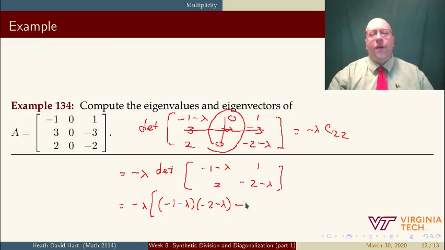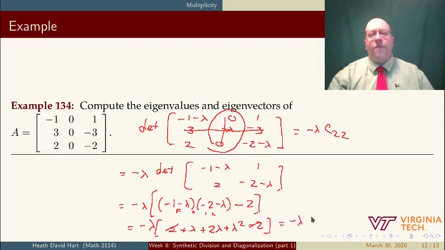Minus 2 for the other diagonal. When we FOIL this out, -1 times -2 is +2. -1 times negative lambda is positive lambda. Negative lambda times -2 is +2 lambda. And negative lambda times negative lambda is lambda squared. And then there's a -2 here that cancels out with the +2.